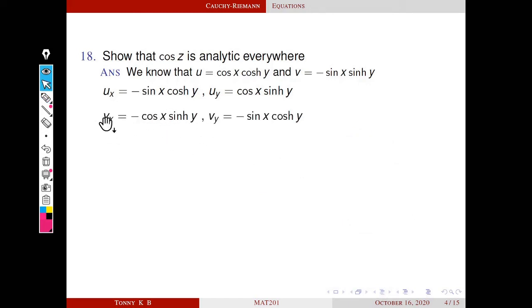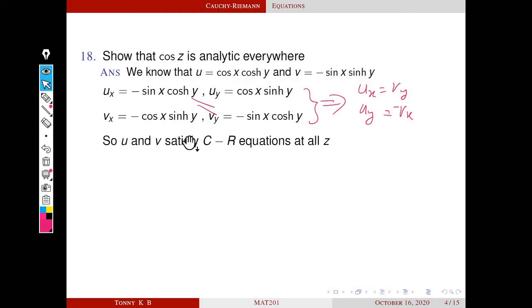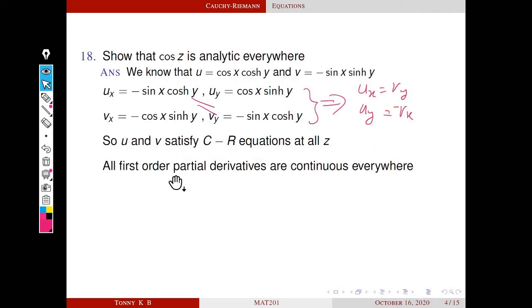Similarly, the derivative of v with respect to x is minus cos x into sinh y, and derivative with respect to y is minus sin x into derivative of sinh y is cosh y. So this implies what? It is clear that ux equal to vy, right? So ux equal to vy, uy is equal to minus of vx. Okay, so u and v satisfy Cauchy-Riemann equations for all z. Also, all the four first order partial derivatives are continuous everywhere. So u and v satisfy the sufficiency condition for analyticity. So our function cos z is analytic everywhere.